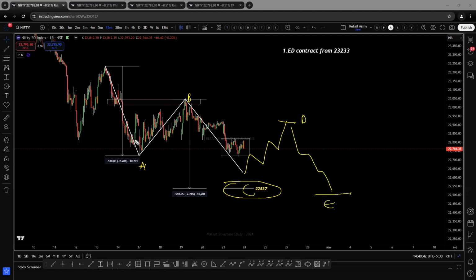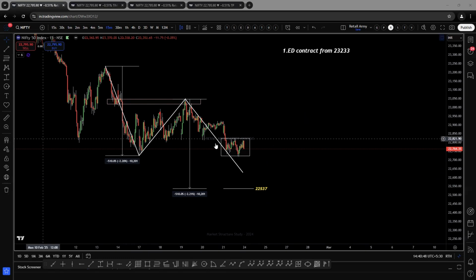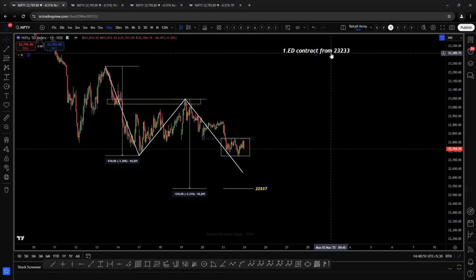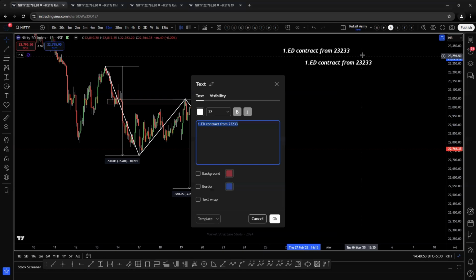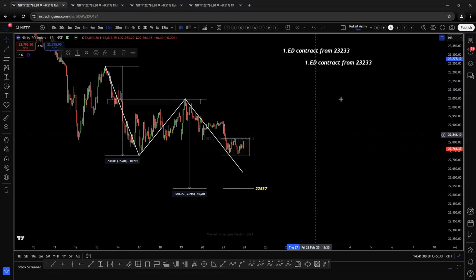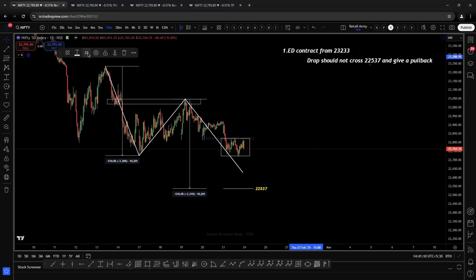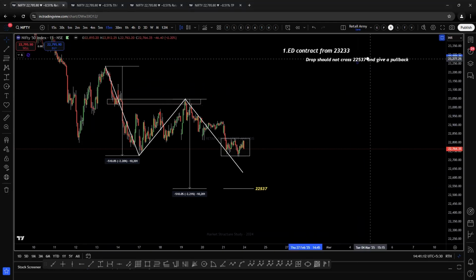We'll discuss the time frames and time possibilities, but right now, you understand the price action. Let's zoom in. Now you're telling me, sir, what is the next step I have to follow? Drop should not cross 22,537 and give a pullback. All right. This is your note you have noted. Drop should not cross, and it should give a pullback.